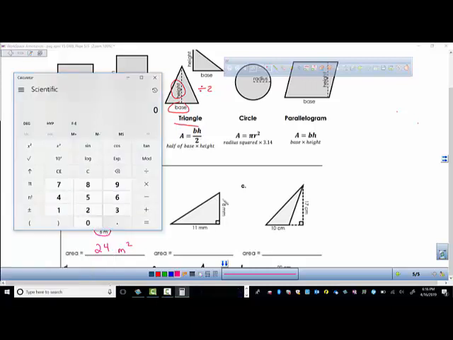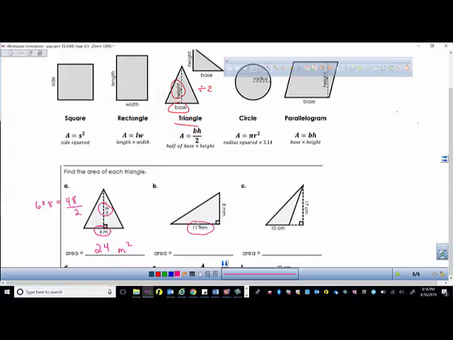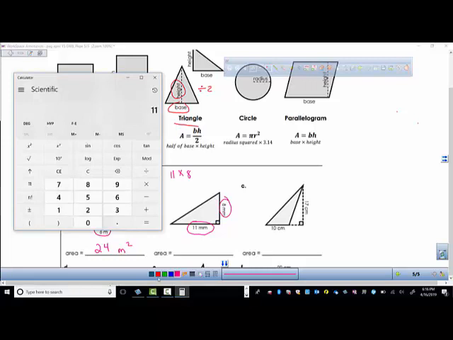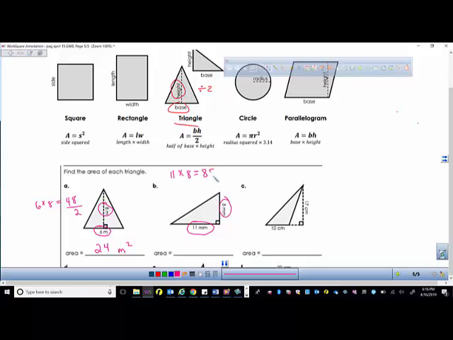Alright, so this next one I have my horizontal, or my base, is 11. My height is 8, so I'm going to multiply. I'm going to take 11 times 8, and I get 88. But it's a triangle, so there's two of them that would make a rectangle, so I have to divide my answer by 2. Or take half. Dividing by 2 is the same as half. So I get 44 square millimeters.